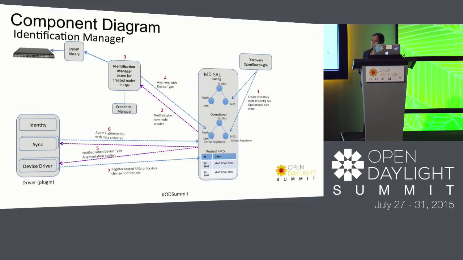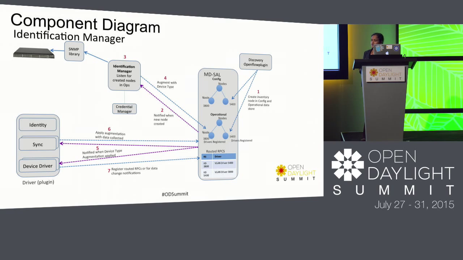So who will invoke the appropriate driver and execute it? I haven't specified here, but there is another component, the FRM component, which is done by the OpenFlow plugin projects. That FRM component is the Flow Resource Manager component. The Flow Resource Manager component is listening for data change notifications. When it happens, it invokes the appropriate driver to push the flow mod to the device.